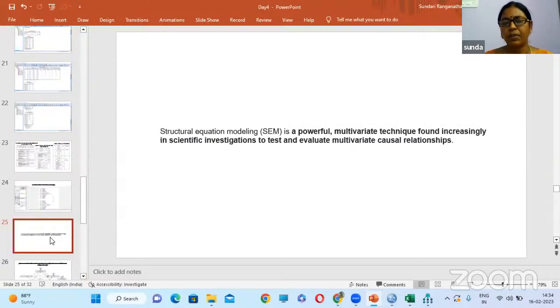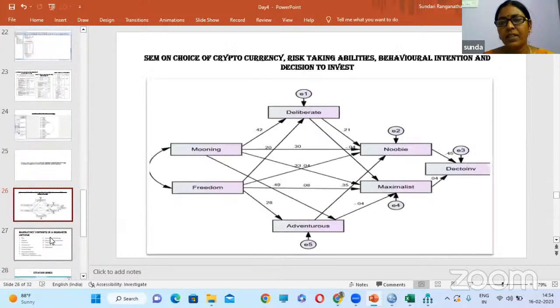What type of relationship? How one variable is connected with another variable. I'm explaining that with my paper. I've told you people, I have used factors influencing investors to invest in cryptocurrency. There were two factors, right? Going to moon and freedom from control were the two factors, right? So I've just named it as the mooning factor.